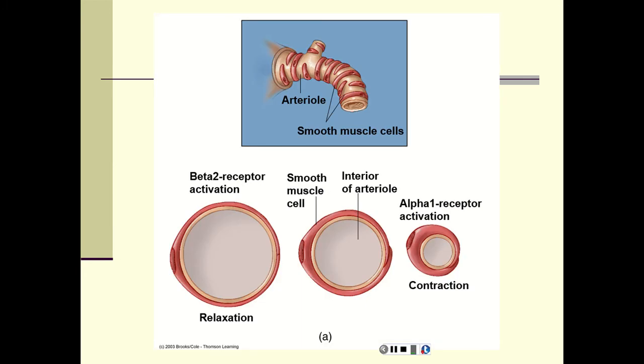and talked a little bit about the differences in beta 2 receptor activation versus alpha 1 receptor activation on blood vessels, right, on the smooth muscle that surrounds the vasculature. That beta 2 receptor activation results in relaxation and vasodilation, and alpha 1 receptor activation results in constriction or contraction of the smooth muscle, and we call that vasoconstriction.